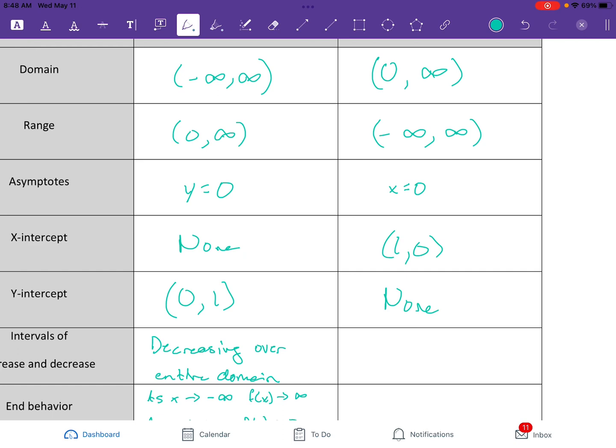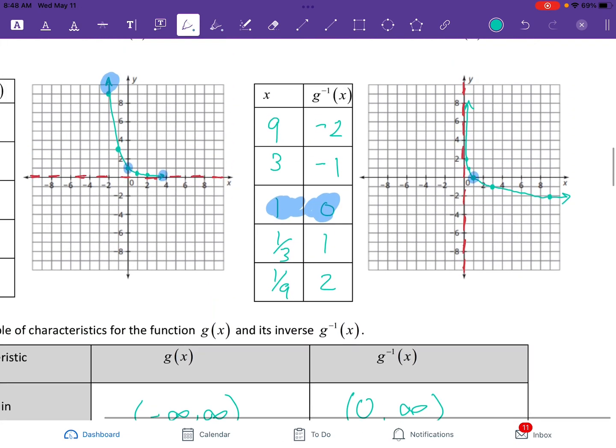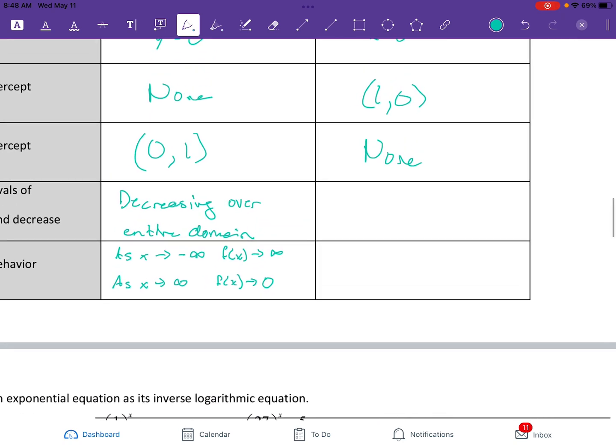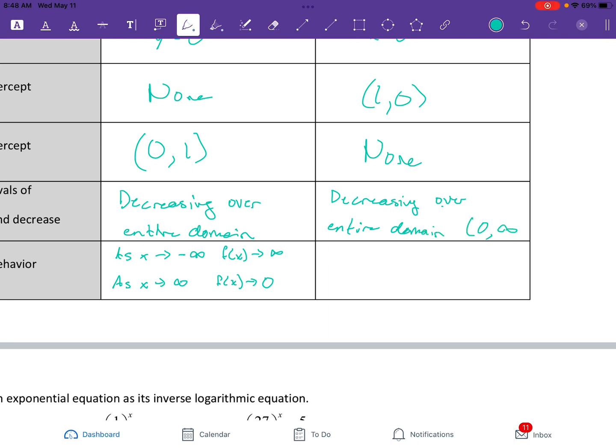All right. Looking at the graph increasing or decreasing, the graph is going down. So again, I accept two things for this one. It is decreasing. Yep, that's okay. Over entire domain. I would also accept 0 to infinity, because that is the domain.